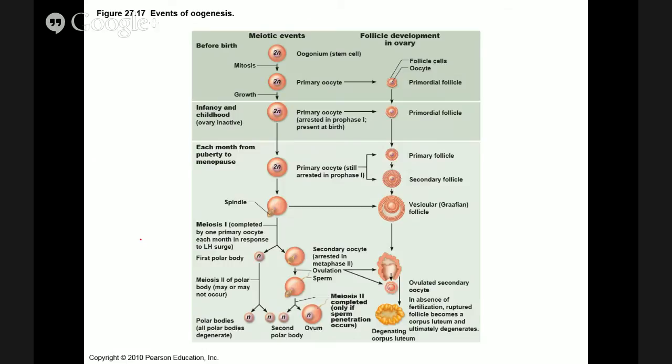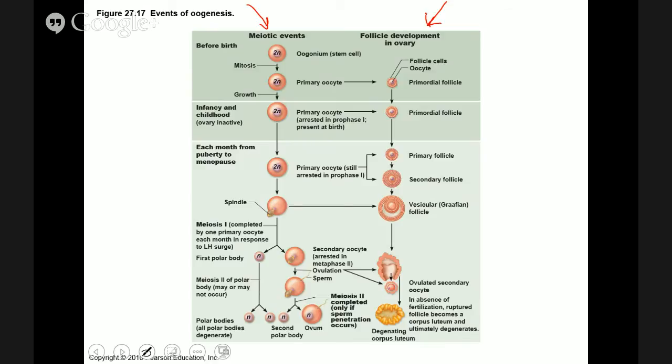Okay, so we talked about the development of the sperm cell for the male reproductive system. Now we have to talk about the development of the oocyte in the female reproductive system, because it's a little bit different. What you're seeing here on the left side is a representation from a cell standpoint, like the number of chromosomes. Over here on the right side, you're going to see a representation of what it actually looks like in the woman's body.